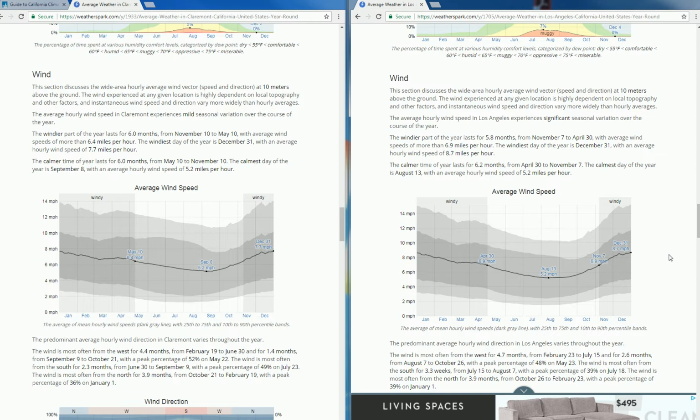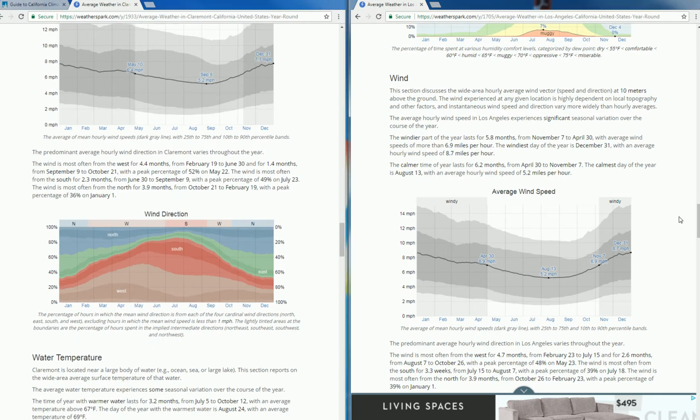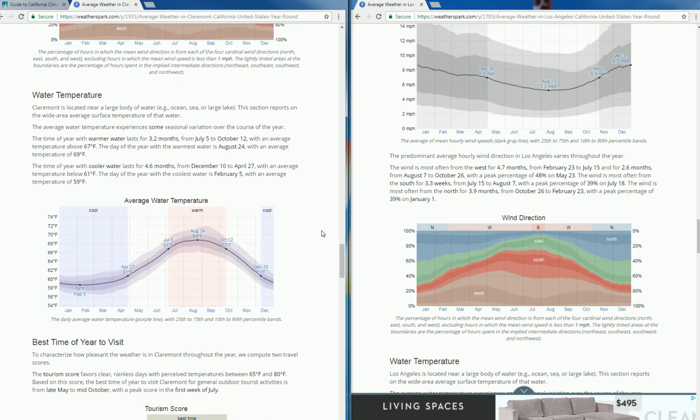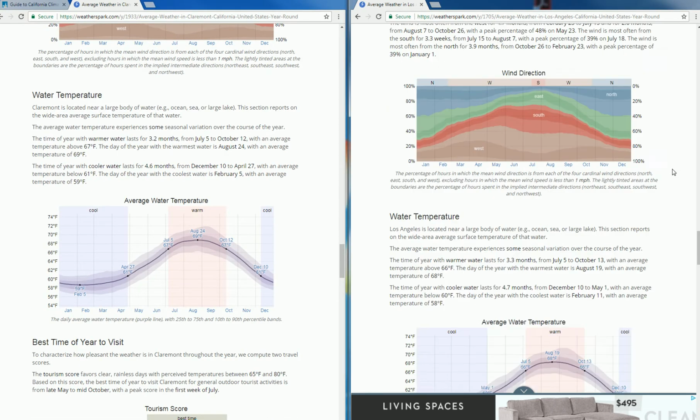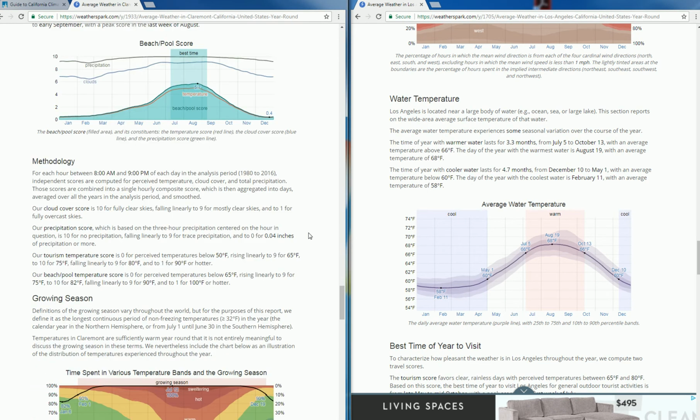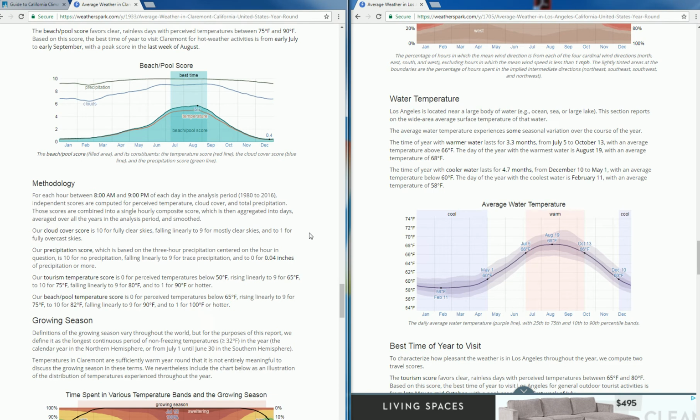I've got a few more minutes before this video gets too long, so we'll take a look at wind direction. That becomes another crucial thing to understand: where the wind is going to come from, and is there a prevailing wind direction? We'll talk more about that when we look at the wind roses. Water temperature, I don't think we have to worry too much about that. Tourism score, beach, pool. Nope.